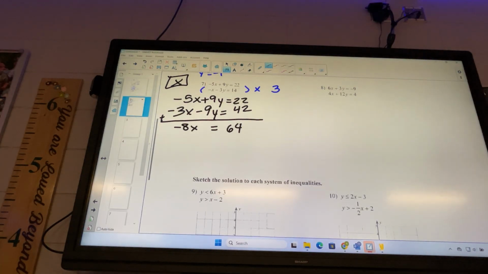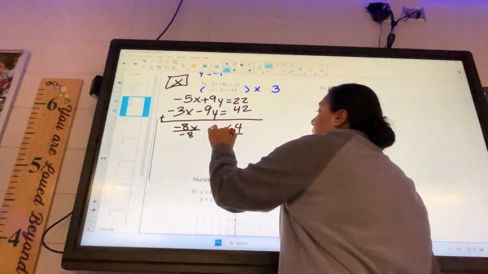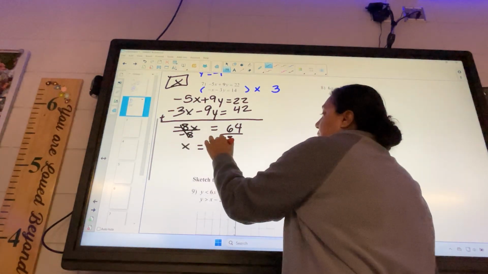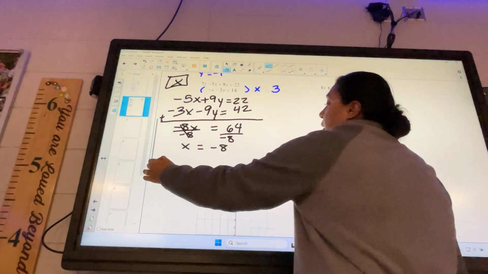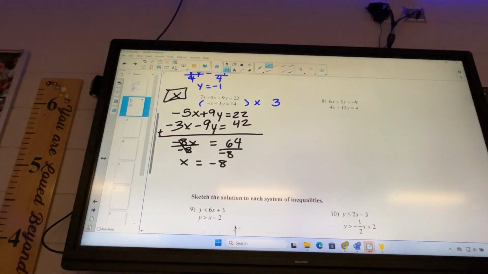Okay, then what needs done? Divide by -8. So we get x equals -8. Okay, what needs to happen next? Okay, plug it back in. However, there is a rule. What is that rule? You have to use the original equation, okay?